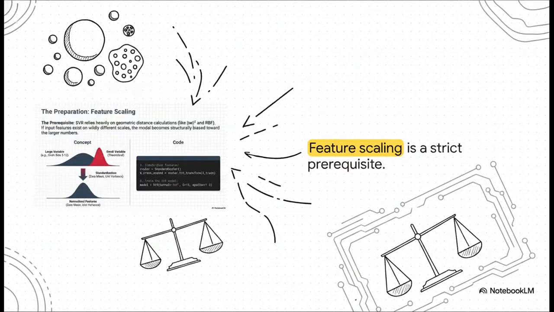But there is a massive prerequisite here, a vital caveat. Because the RBF kernel relies entirely on geometric distance calculations, you absolutely must standardize your features. Imagine mixing grain sizes ranging from 5 to 12 micrometers with a tiny porosity fraction of maybe 0.01. If you don't scale those to a zero mean and unit variance, the math will simply assume the larger numbers are fundamentally more important, and your entire model becomes structurally biased. So rule of thumb, always scale your features before running an SVR.